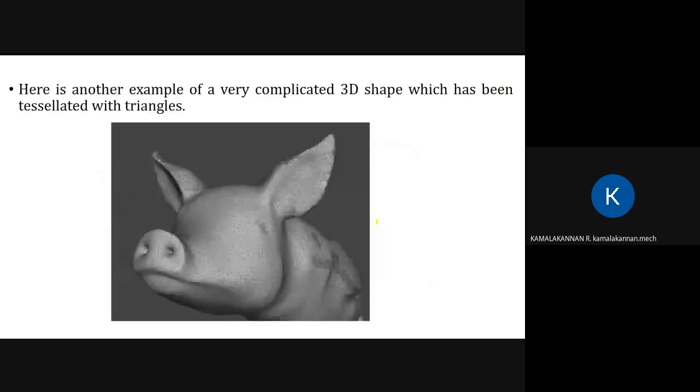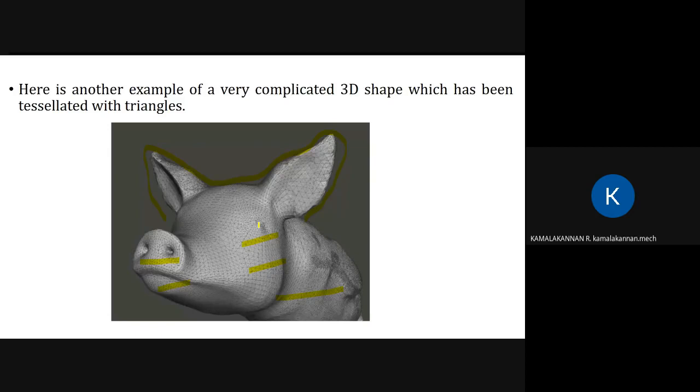Okay, this is an example of a complicated 3D shape. It is the shape of a pig, and this is how the tessellated triangles will be. Even very tough shapes are easily tessellated. See, each and every part has been tessellated very nicely. So this is how the tessellation will be, and how easy it is. Look here, any type of 3D shape can be done very easily.